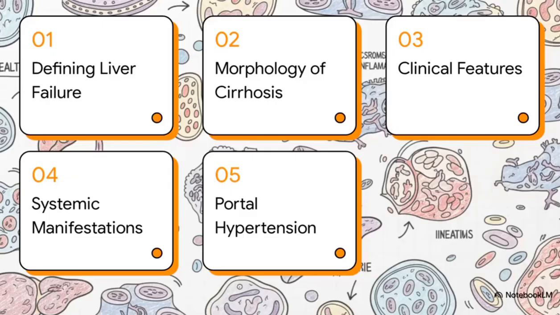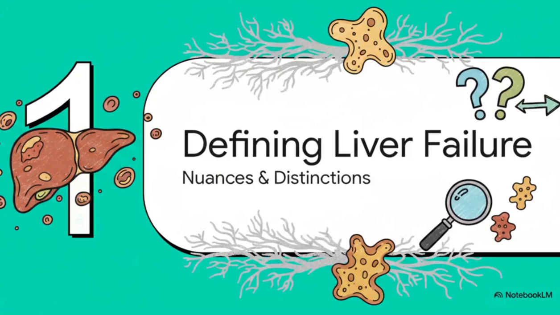Here's a quick look at our agenda for today. We've got a systematic breakdown, starting with defining chronic liver failure, then the morphology of cirrhosis, clinical features, estrogen and systemic manifestations, and finally, portal hypertension classifications. All right, Section 1, Defining Chronic Liver Failure.